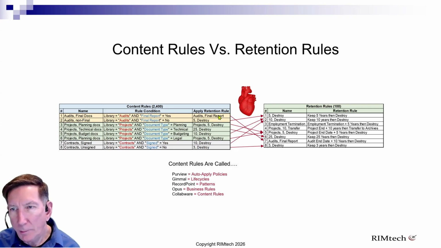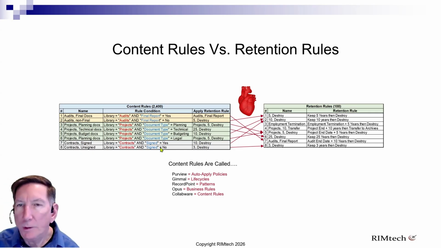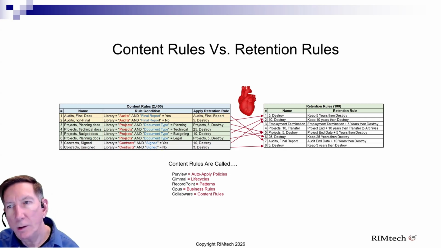So in this example, we've got library audits, final report, yes. It calls retention rule number 7, which is audit end date plus 10 years and destroy. What about the others where final report is no? That's rule 5, comma destroy, rule number 1, which is keep 5 years and destroy. Okay? So you can do this over and over and over for all your 800 libraries, and you'll typically end up with 3 content rules per library.